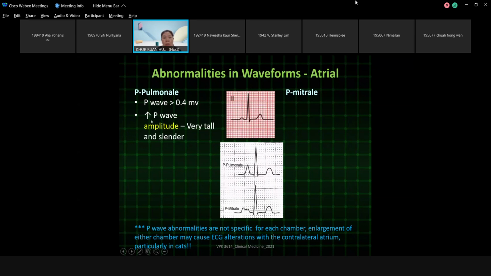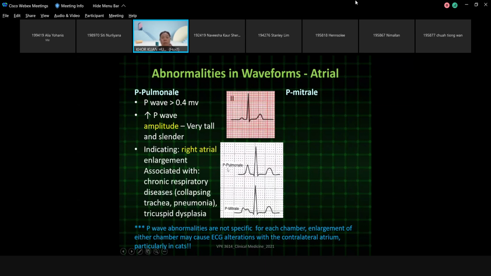If the P wave looks very tall and slender, that means there is possible right atrial enlargement. But then again, looking at the differentials here, it could be because of chronic respiratory disease, collapsing trachea, maybe a pneumonia, or maybe a tricuspid dysplasia.